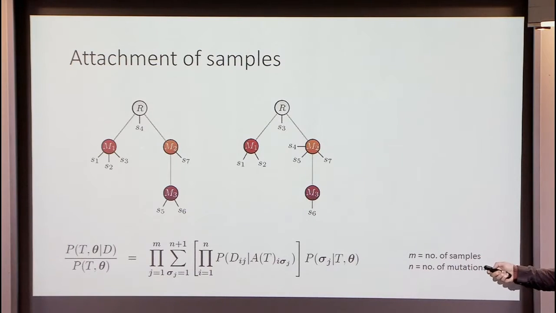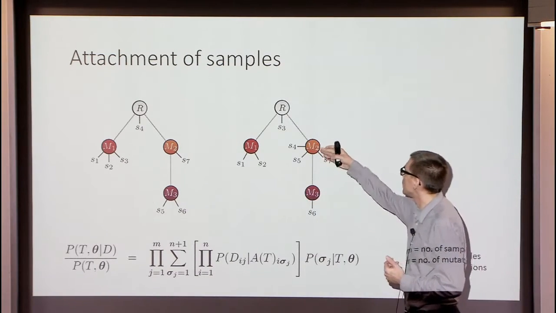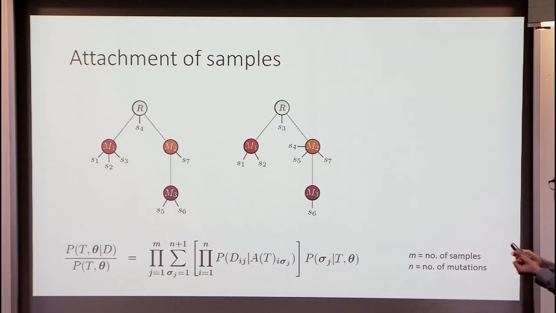And here are two identical mutation trees, but with different attachments of the samples. And we wouldn't care so much whether we have the situation on the left or on the right-hand side, but we do care whether we get the order and the dependencies of the mutations correct.